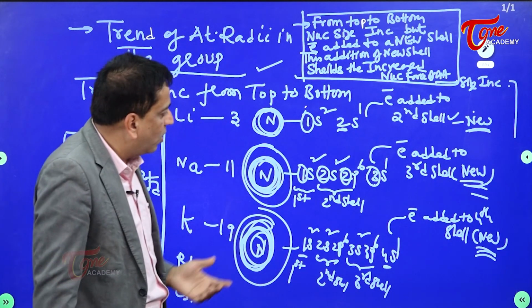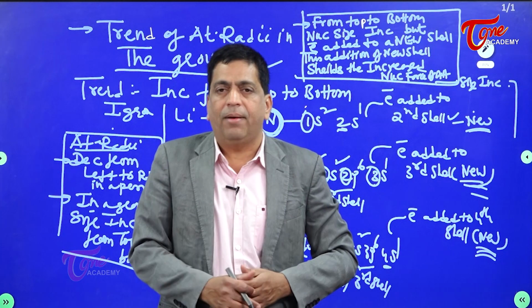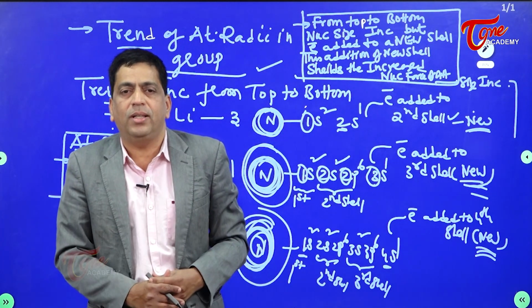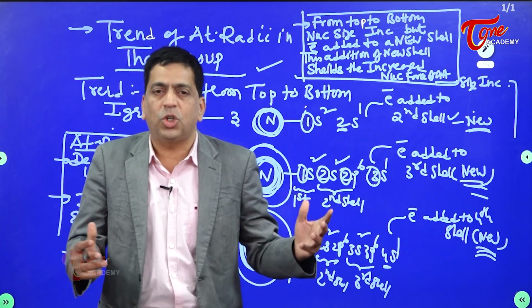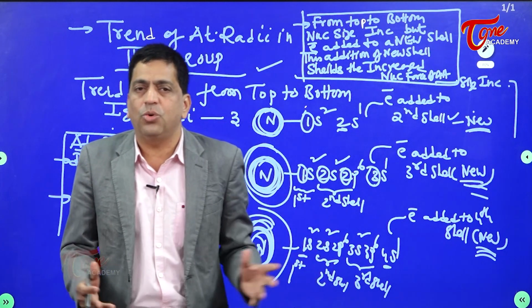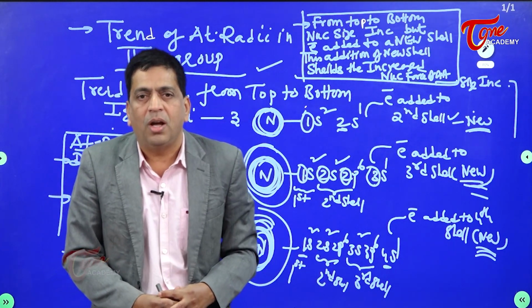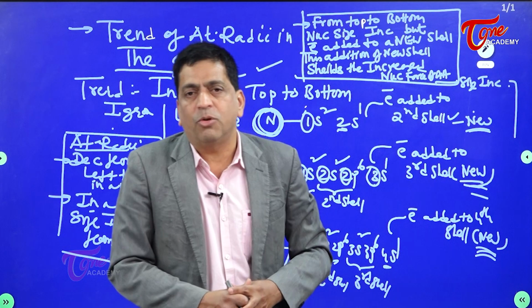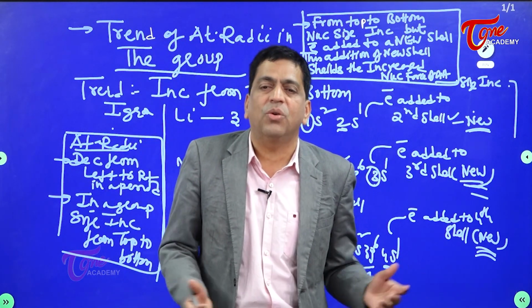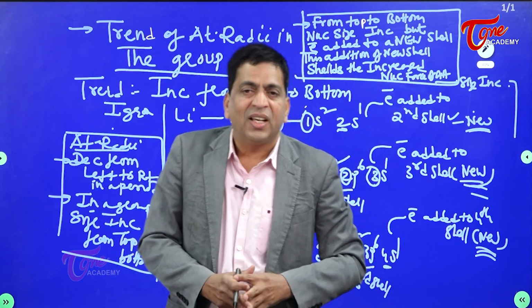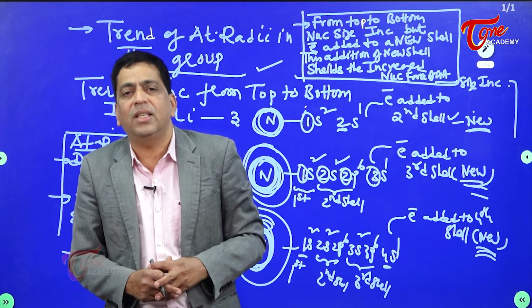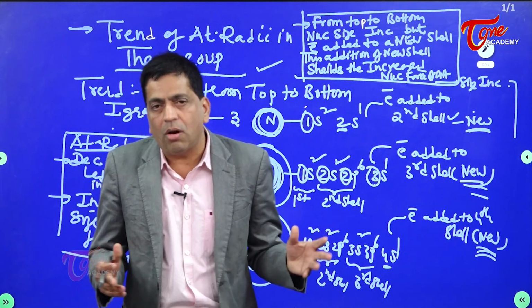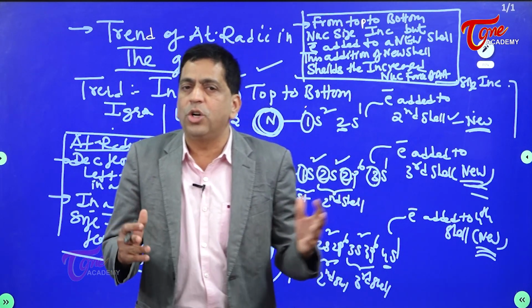That's about atomic radii, and then we'll get into another periodic property and check it out. There are some questions we would like to link up with your exam also. So the first periodic property is basically all about atomic radii. I told you in detail.